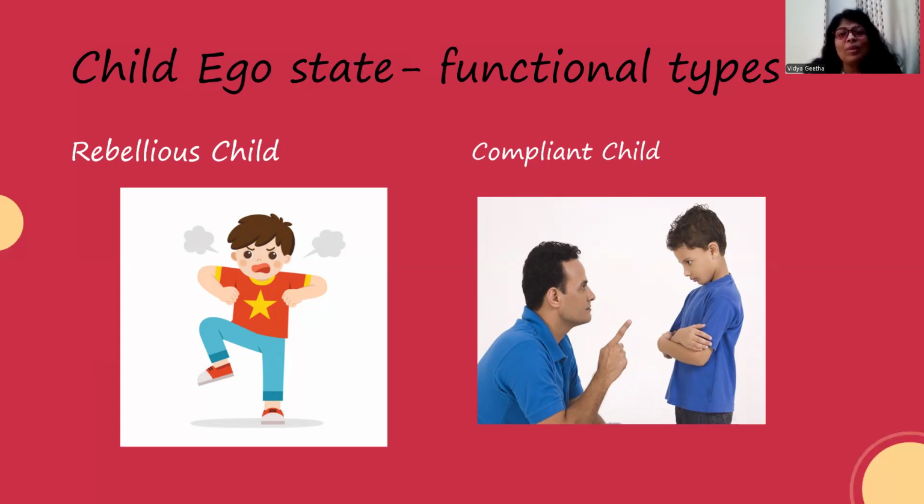And the other one is compliant child. See, the head is down. Means somebody is threatening me and I'm just obeying. In the mind, maybe I'm cursing, maybe I'm crying. But outside, it is like, yes, boss. The head is bent. Not a good place to be.